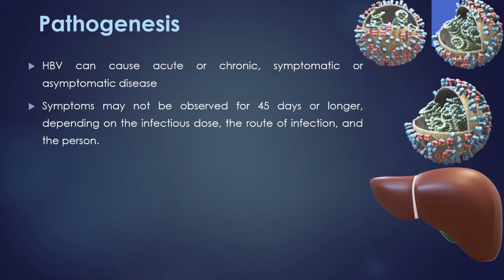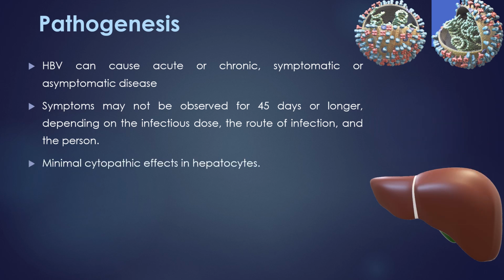The virus starts to replicate within 3 days of infection, but as already noted, symptoms may not be observed for 45 days or even longer. This depends on the infectious dose, the route of infection, and the person's immunity. The virus replicates in the liver cells, that is hepatocytes, with a minimal cytopathic effect.